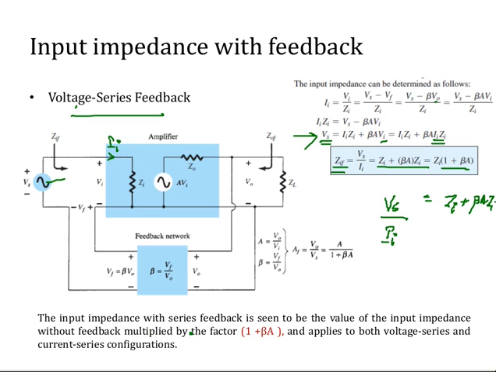So the input impedance with series feedback is seen to be the value of the input impedance without feedback multiplied by a factor 1 plus beta A, and this applies to both voltage series and current series configuration.